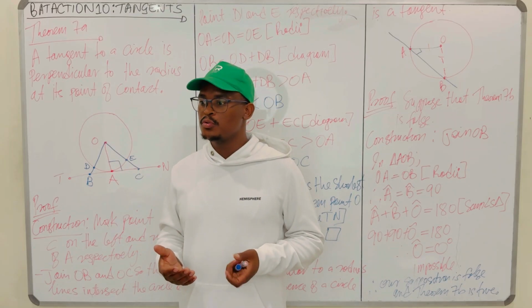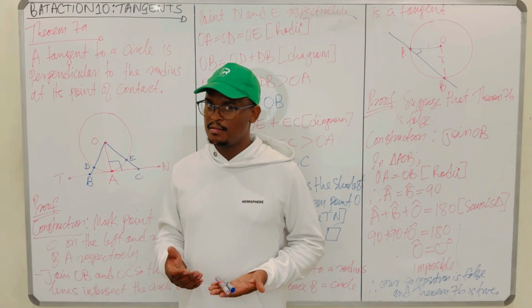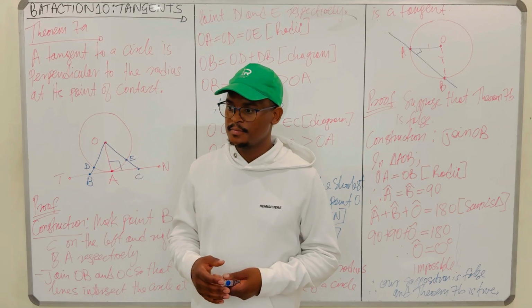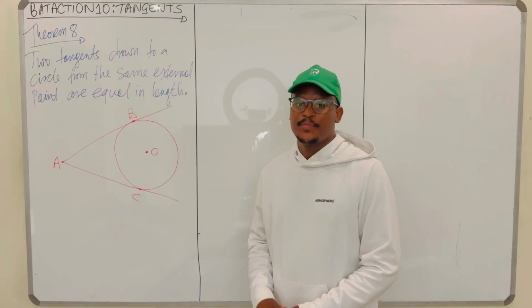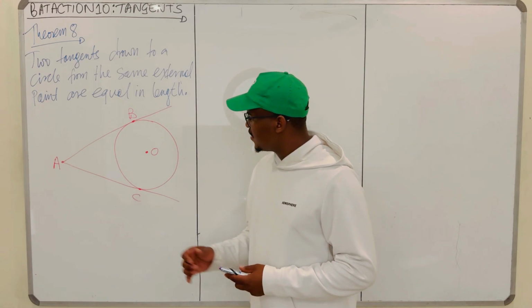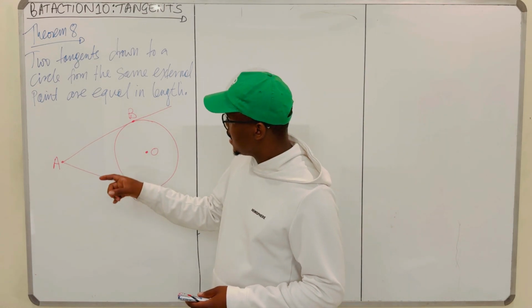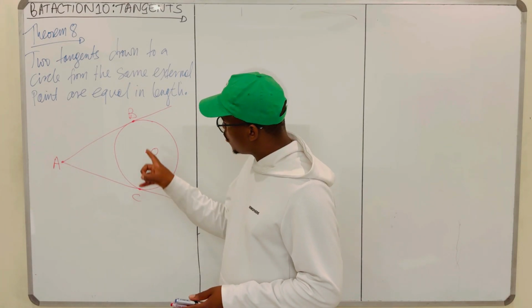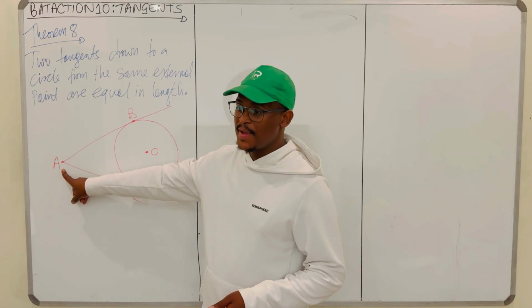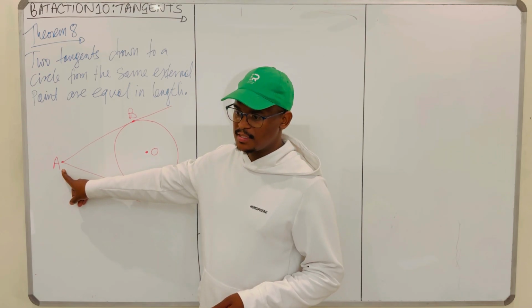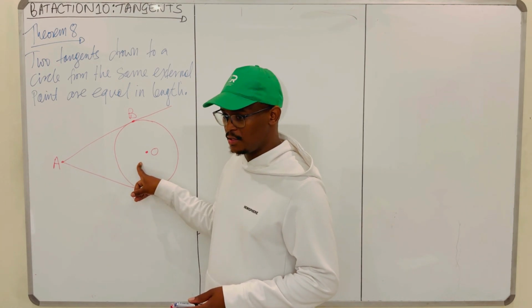Then I'm going to go to theorem 8. I'm going to clean the board and then we do theorem 8. Sure? Okay, so now we're doing theorem 8, right? Yes. At theorem 8, you are given a circle here, right? And two tangents, tangent AB and tangent AC, right? Those two tangents are drawn from the same external point. Do you know what external means? External means outside. So this point is outside of this circle.